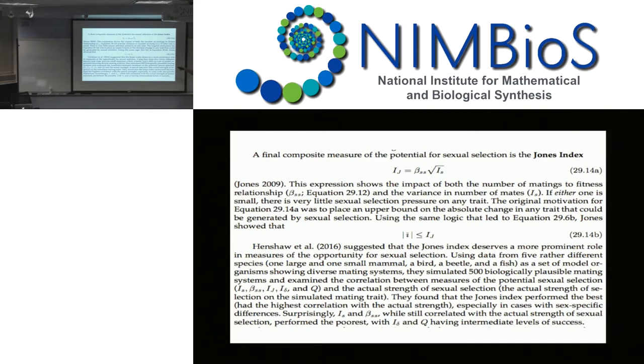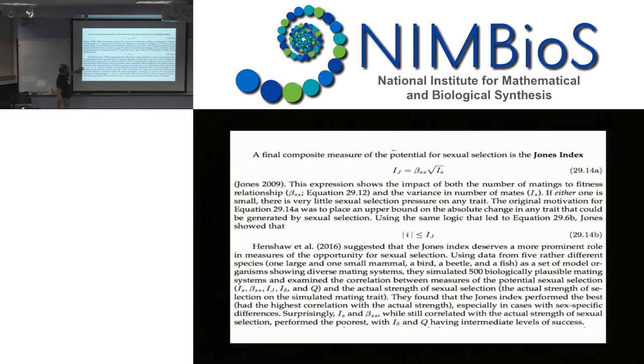You can then use this to show the Jones Index, just like the opportunity for selection, bounds the amount that a trait can change under sexual selection. So this by itself isn't sufficient. That will bound it, but you also have to look at the connection that is given by this. So for example, if the sexual selection gradient is zero, no matter how big this is, you're not going to get any change in the characters from sexual selection. That's kind of the key.